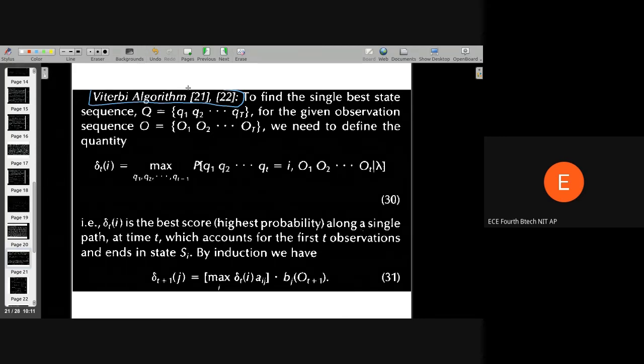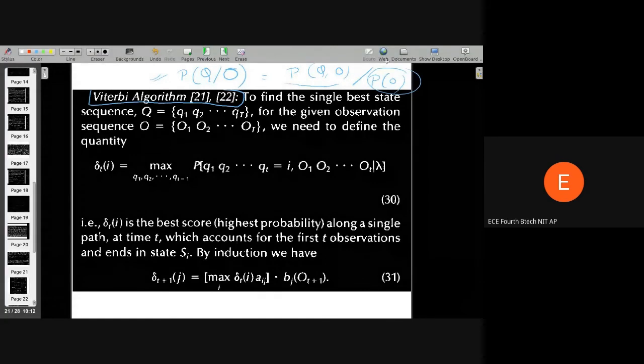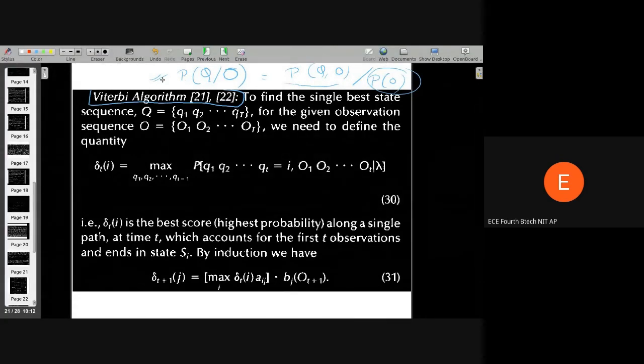Now, we said we need to maximize this. As you know, this is the probability of Q comma O divided by the probability of O. So maximizing this is the same as maximizing only the numerator, neglecting the denominator. The probability of this observation, given so many possible observations, is like a constant in this case. It's not going to affect anything. So maximizing this conditional probability and maximizing this joint probability is the same. So we will in turn maximize this instead of this. It boils down to the same thing.